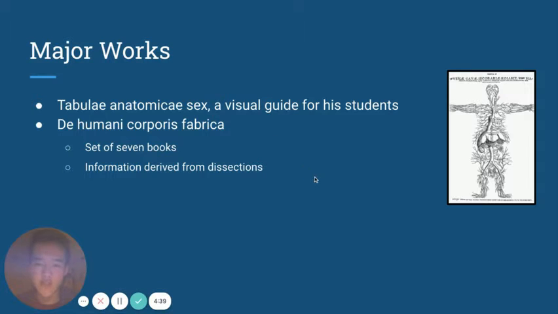So it's actually a set of 7 books. Each book discusses an important aspect of the human body. So there'd be a book on the brain, book on bones, etc. And what's important to note is that the information contained in these books are actually derived from first-hand dissections that Vesalius, for the large part, conducted himself.